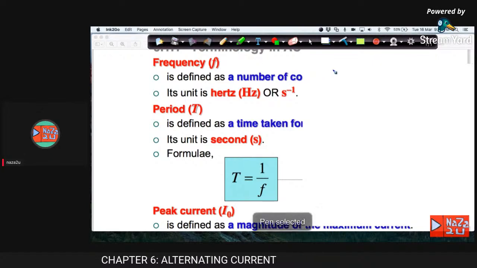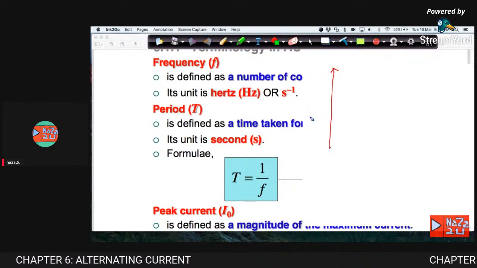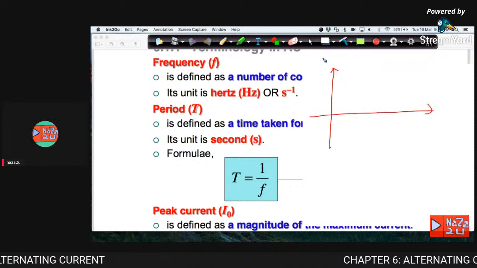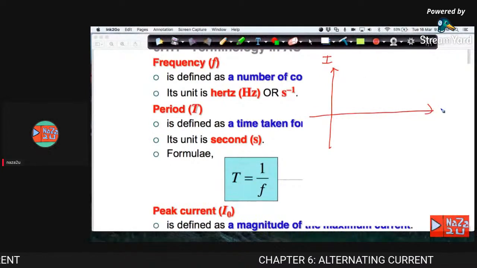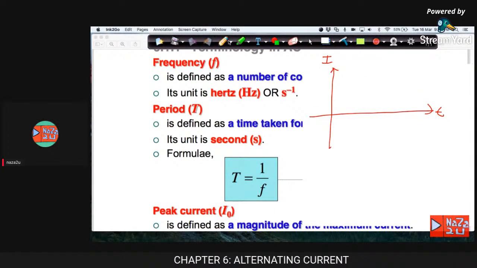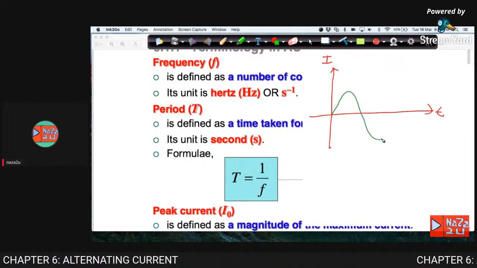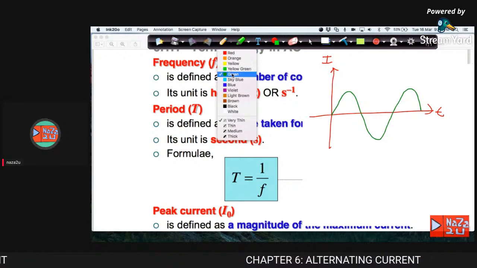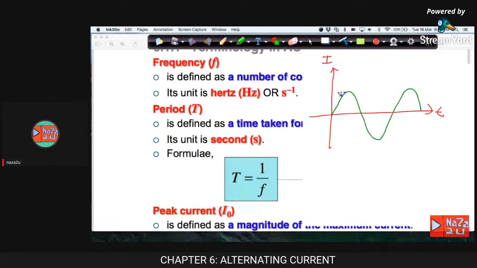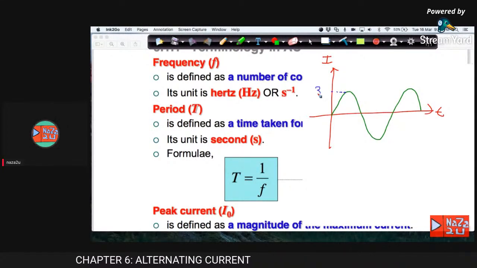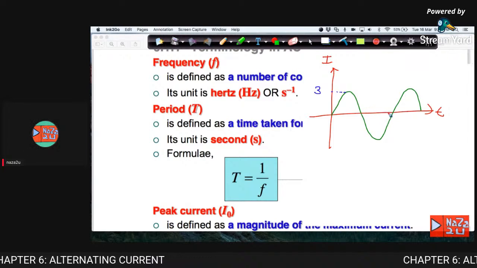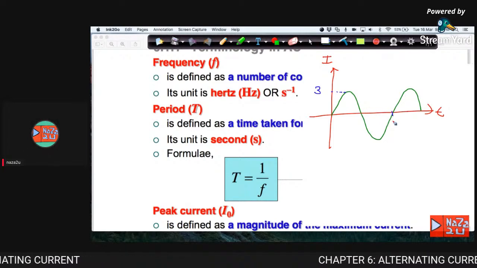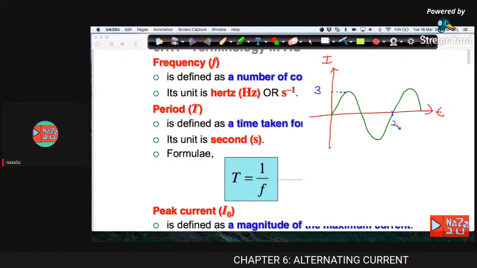So first katalah kita ambil current I versus T, and the graph is a sinusoidal graph. So this is a sinusoidal graph. So let's say here we have a maximum current is 3 ampere, right? And this is time T, let's say this is 2. So first is a frequency.